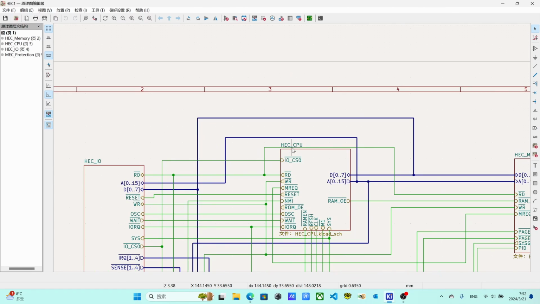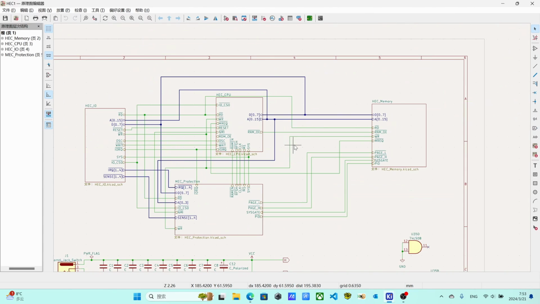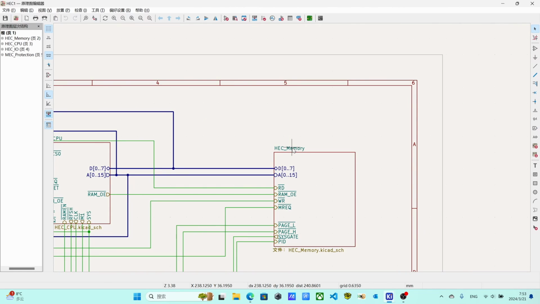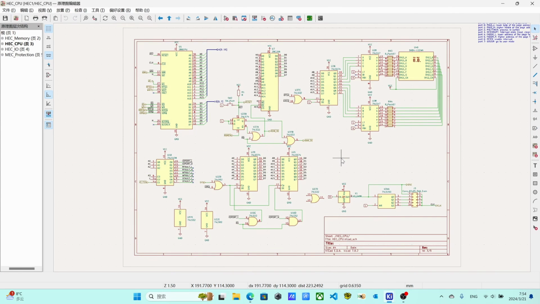This is the CPU, this is IO, and this is protection, which does all the protected mode stuff. And this is memory, which contains not only the memory chips themselves, but also the memory paging circuit. So we can go into one of them and have a look. So this is the CPU part of the circuit.